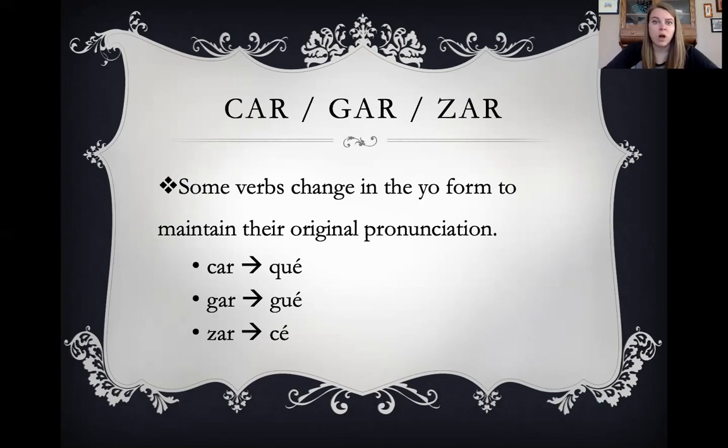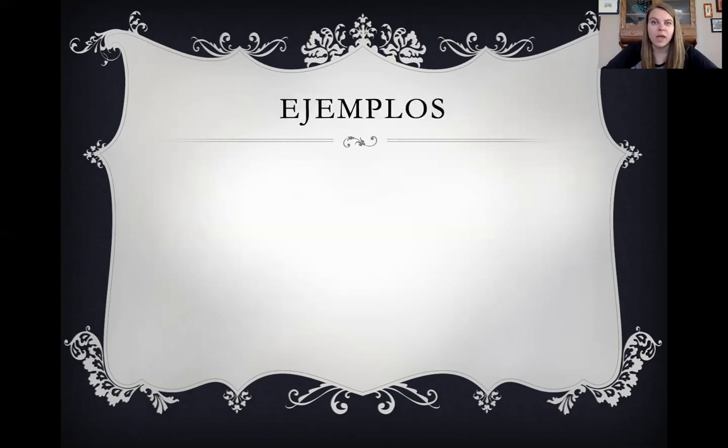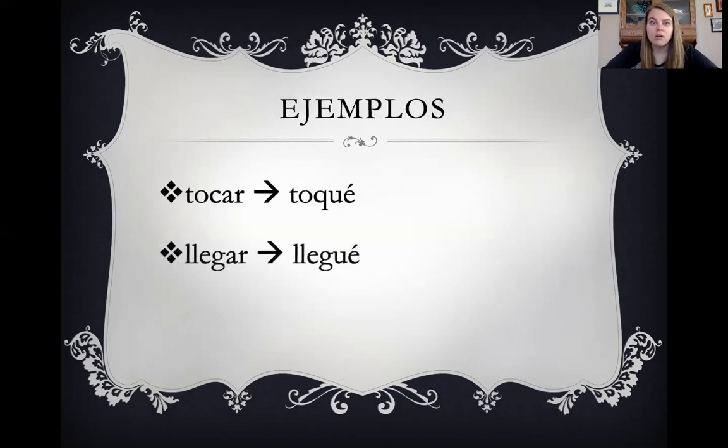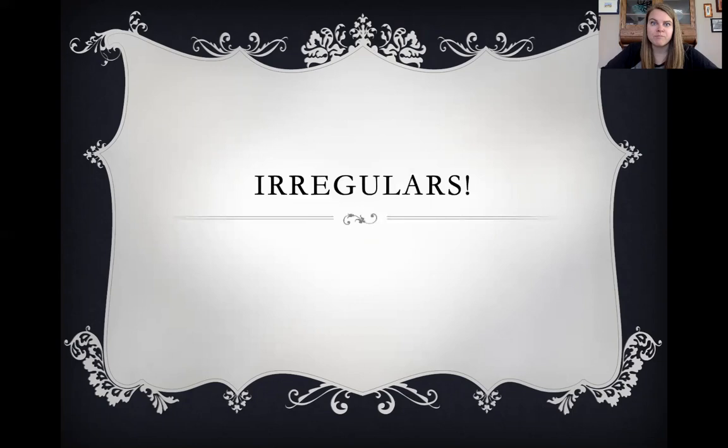So for example, tocar, our yo form would be toqué. Llegar, the yo form would change to llegué. For almorzar, the yo form would change to almorcé. But the rest of the forms, all the other 5 forms, are going to be completely normal. Just normal AR verbs. Don't put in an extra Q or an extra U or a C instead of a Z. It's only the yo form.